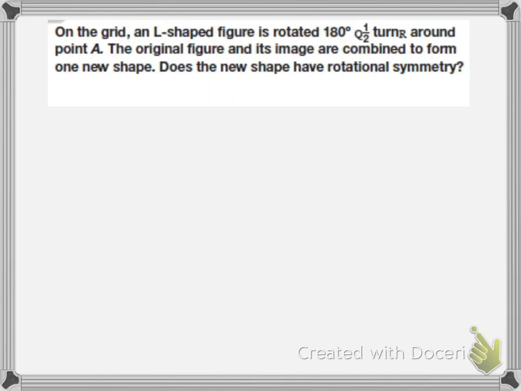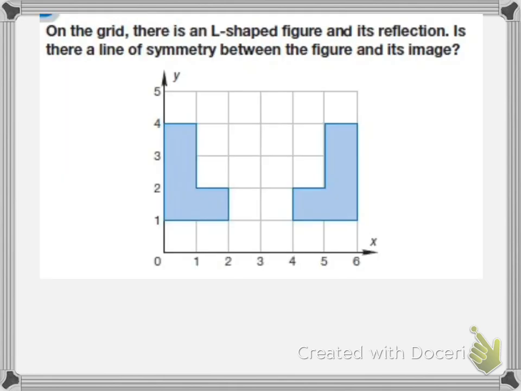Okay, so on this grid, there's an L-shaped figure and its reflection. Is there a line of symmetry between the figure and its image? Okay, so I'm going to look at it, and in this case, there is a line of symmetry, because you can see that this shape is mirrored. If you look at 3, you can see that each point is the same distance away from that line. That's 1 point away, 2 points away, etc. So it's reflected along the number 3.